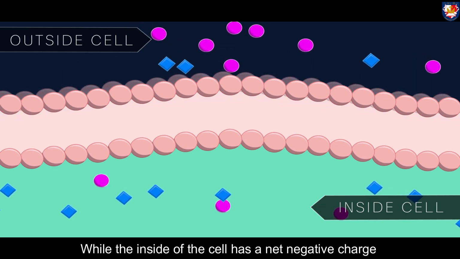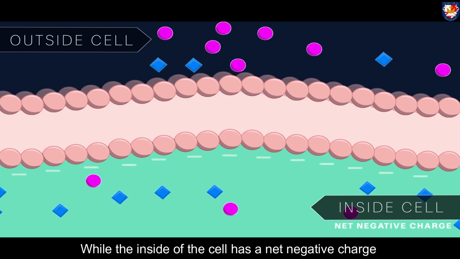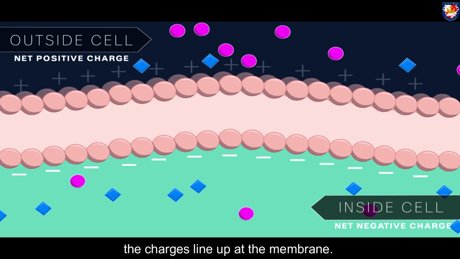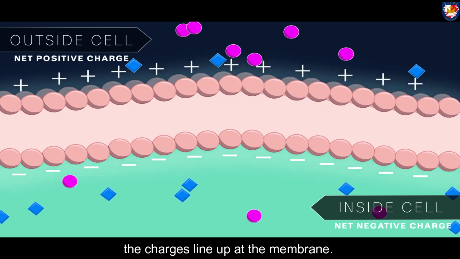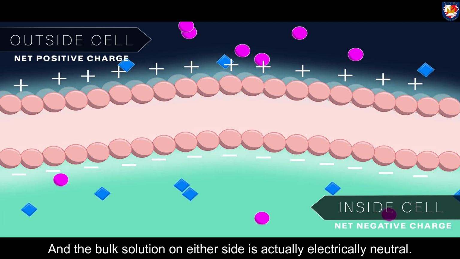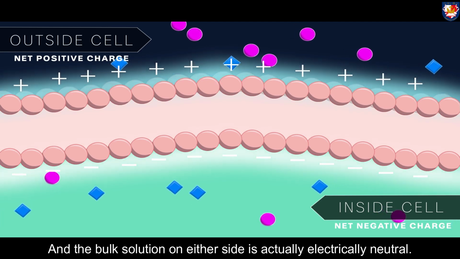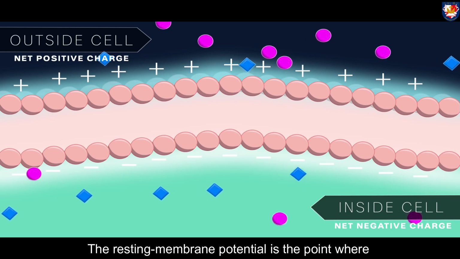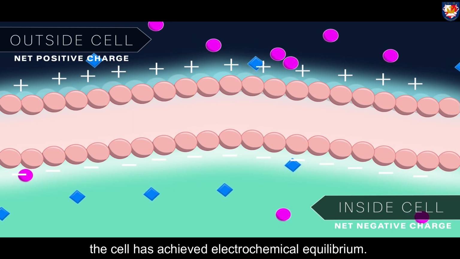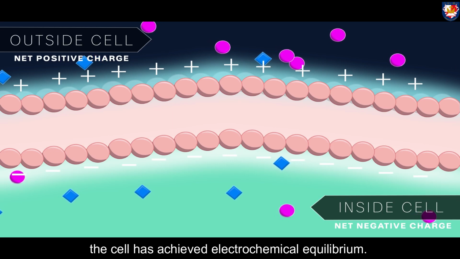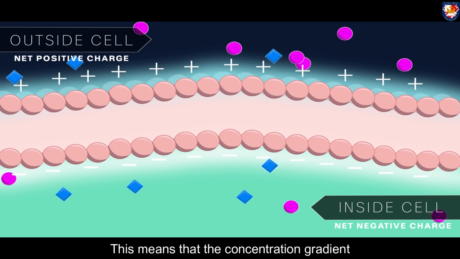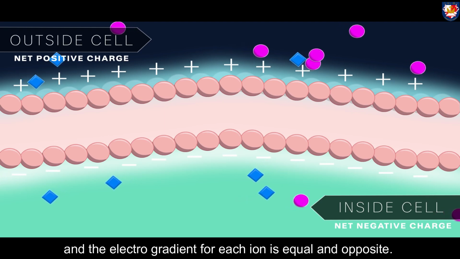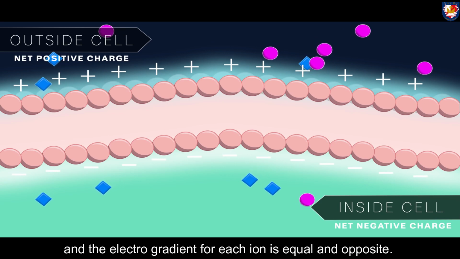While the inside of the cell has a net negative charge and the outside of the cell has a net positive charge, the charges line up at the membrane, and the bulk solution on either side is actually electrically neutral. The resting membrane potential is the point where the cell has achieved electrochemical equilibrium. This means that the concentration gradient and the electrical gradient for each ion are equal and opposite.